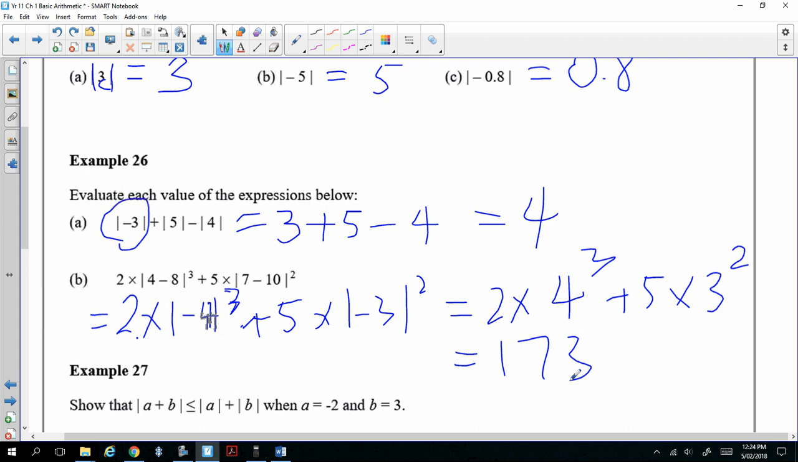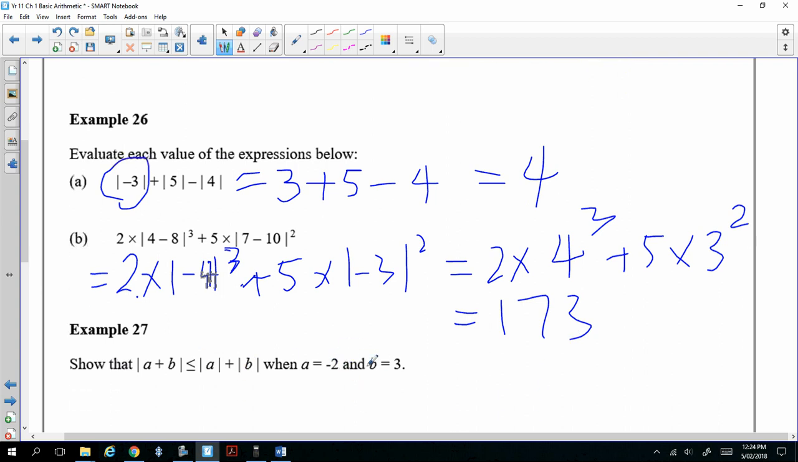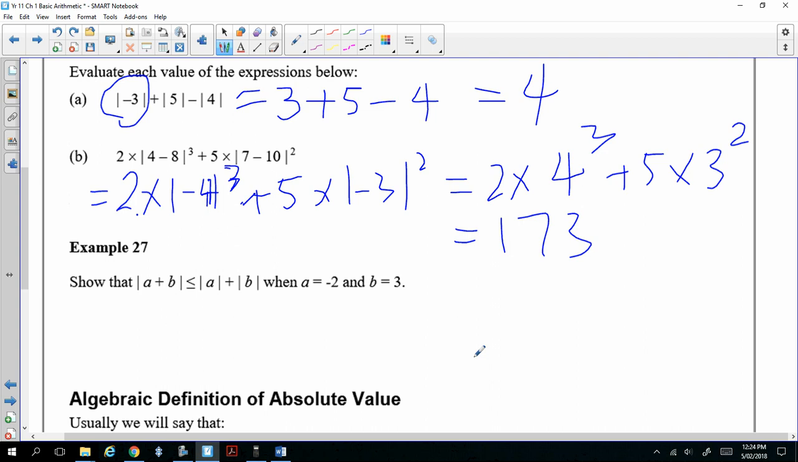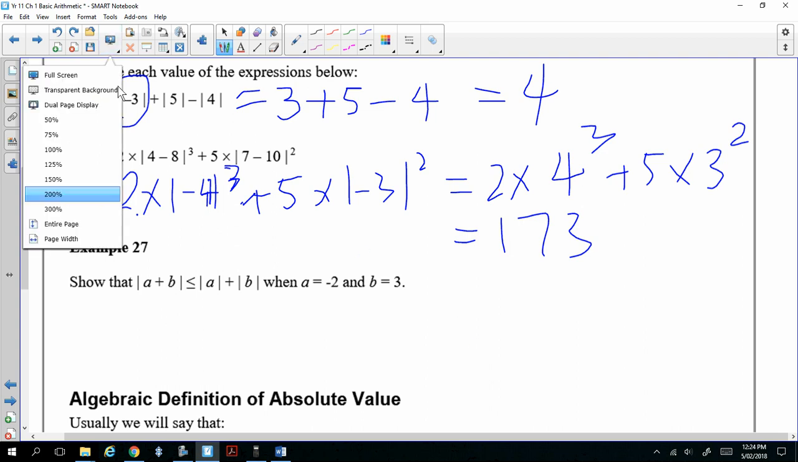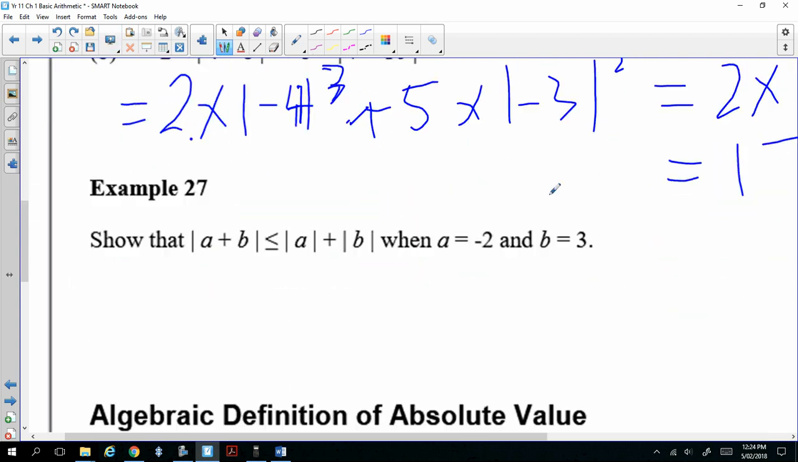We have to show this rule is true by using these numbers. Let's see whether it works. So when you show something is true, you have to go use the left and the right side because this has the left side called the LHS. Okay. Oops. Control Z. Okay. So left hand side is absolute value of A plus B.